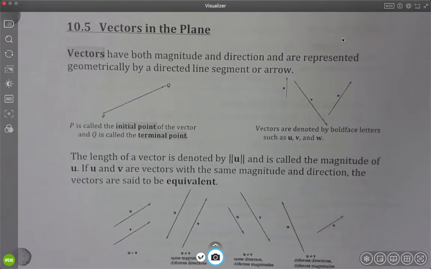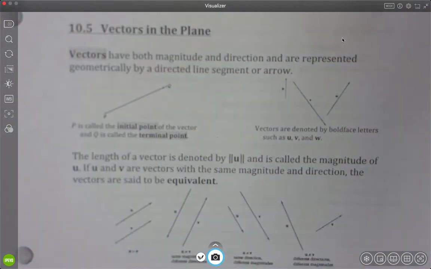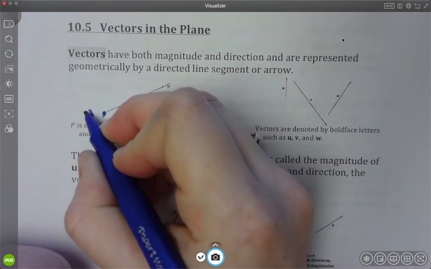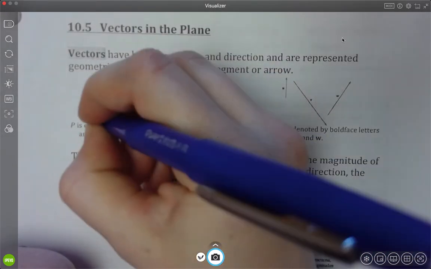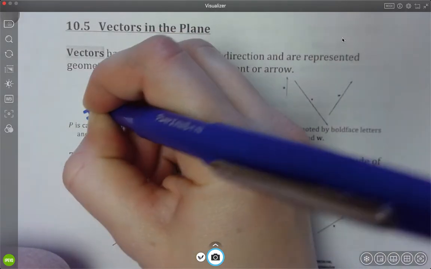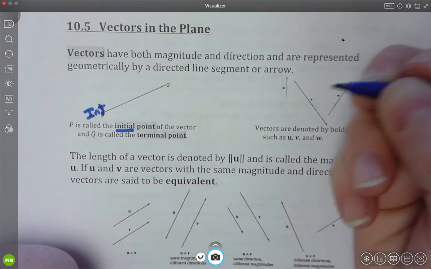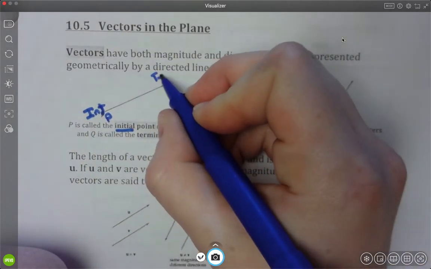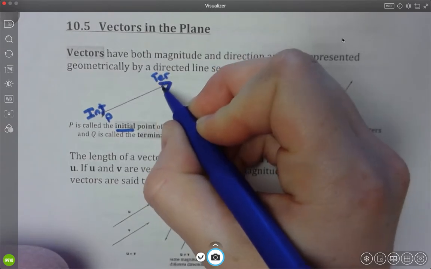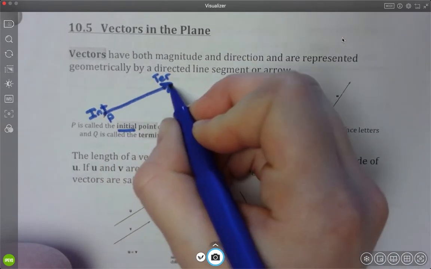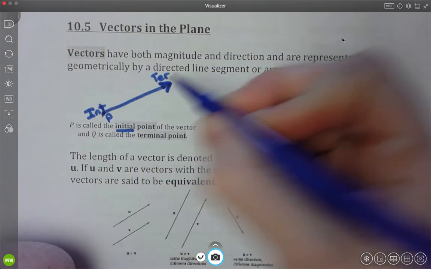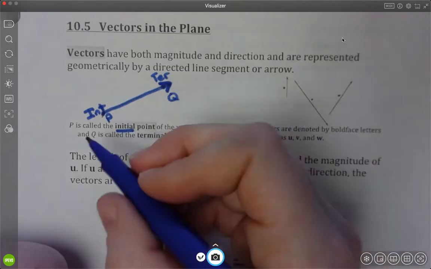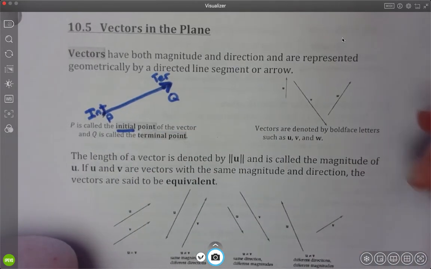So vectors. A vector is kind of like a ray where it has a starting point, which they call the initial point. I'm going to label it as INT for initial, okay? And they call that initial point P, okay? And then you have your terminal point, which is Q, and it is basically listed as an arrow, so even though it starts here and stops here, you know which direction it's going. So it's going from P to Q, initial side, terminal side, okay?